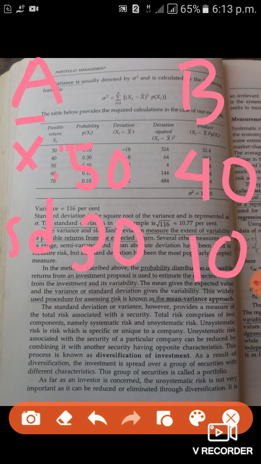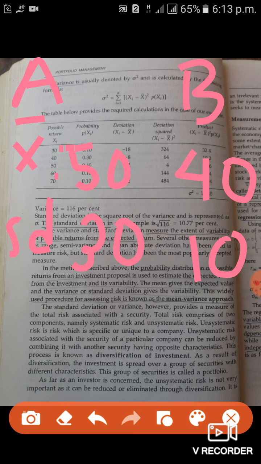Suppose in an example, security A and B, the first security A's return is 50, standard deviation is 30, and the security B's return is 40 and standard deviation is 10. So, what does this indicate? The expected return from security A is 50. Standard deviation is 30%, which means the returns can be either 50 plus 30, 80, it can go up till 80, and it can decrease, 50 minus 30, till 20.